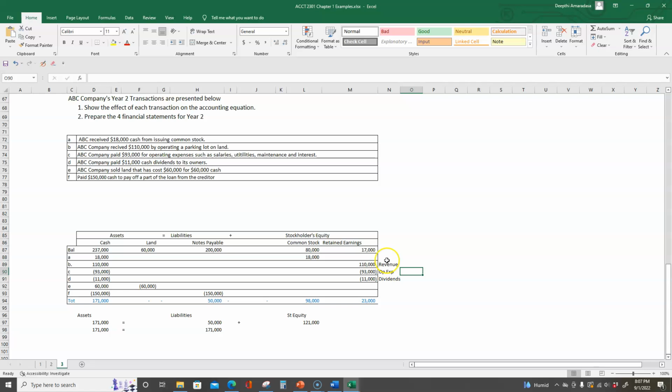When you're doing your homework, there may be another column in your accounting equation that tells you to identify which ones are revenue, which ones are expenses, and which ones are dividends. So just read the McGraw-Hill instructions when you're doing your homework. Now that we're at the end of year 2, just note that these are balances of these accounts at the end of December 31st, year 2. These will become the beginning balances for January 1st, year 3.